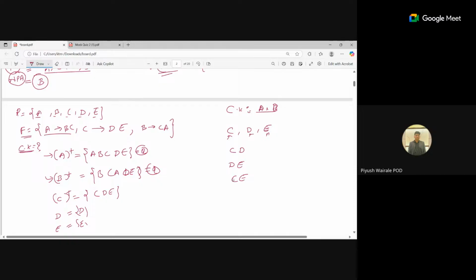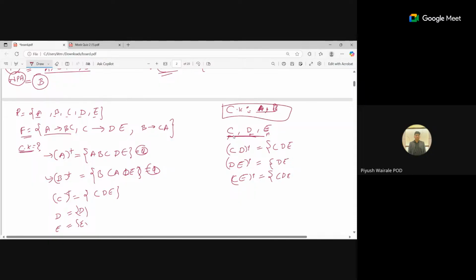So is any of these a key? If you take the closure of these attributes, CD will give me CDE, DE will give me DE, CE will give me again CDE only, right? So then we are done with all the combinations. CD is also not a key. So we just have two candidate keys here, A and B.